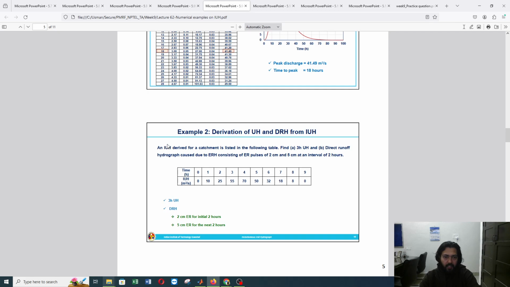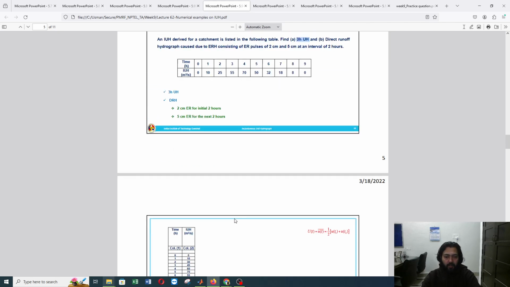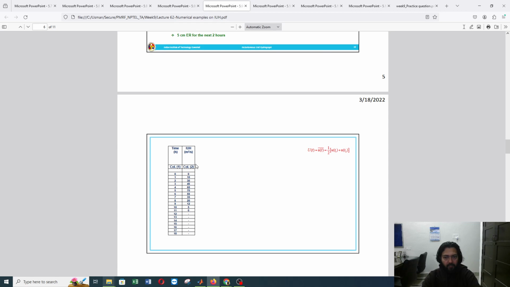So here they are saying we have an instantaneous unit hydrograph with us, and they are asking us to find a 3-hour unit hydrograph and a direct runoff hydrograph caused due to an effective rainfall hyetograph consisting of pulses of 2 centimeter and 5 centimeter at an interval of 2 hours, right? So first thing is we need to derive the 3-hour unit hydrograph from the instantaneous unit hydrograph. So we know the value of instantaneous unit hydrograph, right?